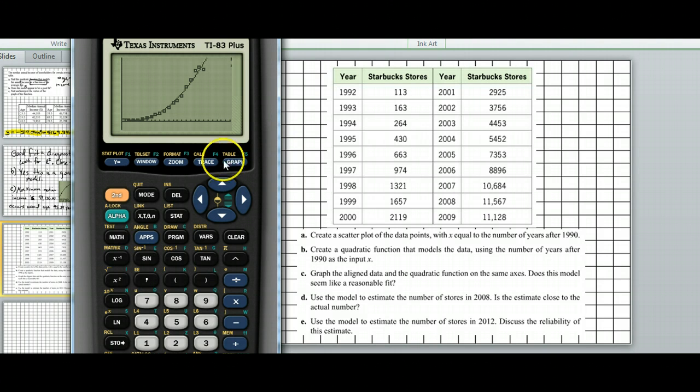And now when I hit trace and I make sure that I'm in the actual function, not the points, now I can hit 22 and it gives me a point. Alright, so there's the point. Discuss the reliability. The trends seem to be good, so we would assume it's accurate, but because of that downward turn right at the end, we have to be a little bit wary of using that number.